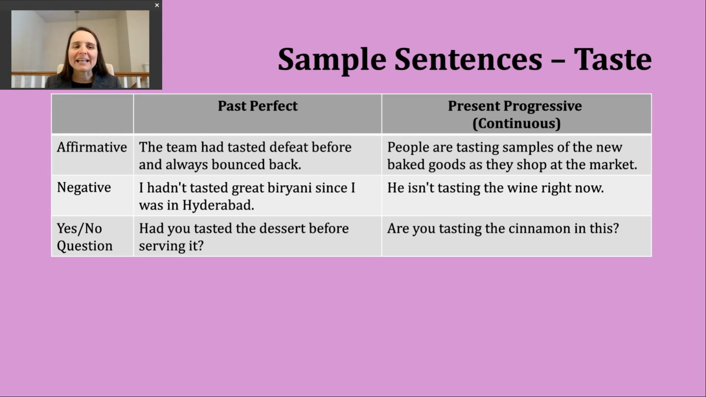Now let's look at making a yes or no question. To do this in the present progressive, we start with our form of be that matches our subject, that comes next, and then we have that ing form of the verb. An example of this: are you tasting cinnamon in this? Right? So recognizing that flavor maybe as you sample or eat something.